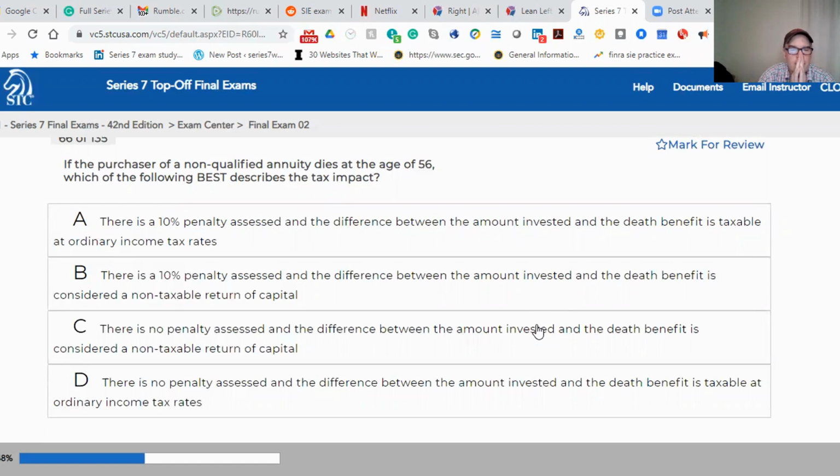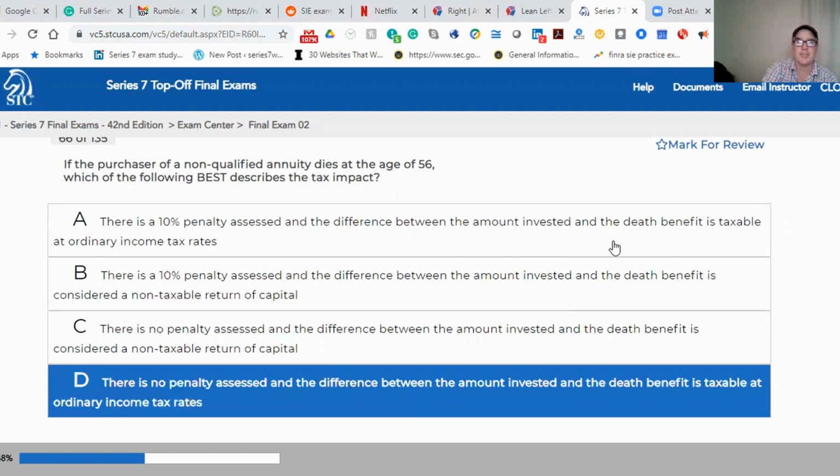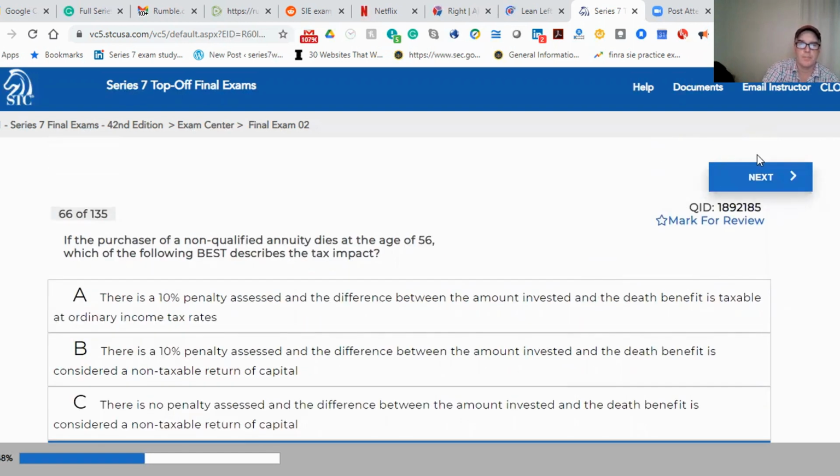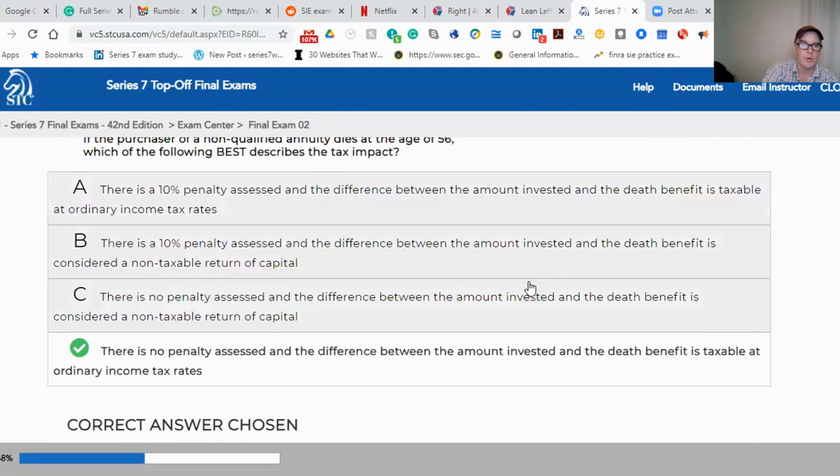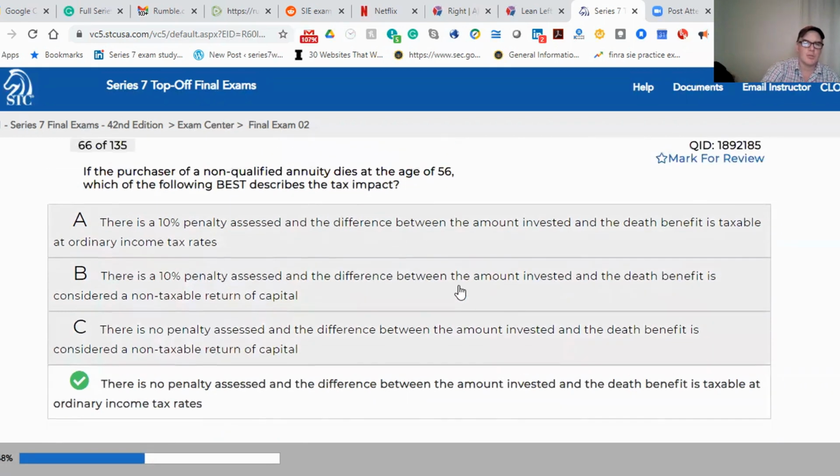Non-qualified annuity. I'm going to go with D. Watch, I'll get this wrong. Hell, I'll just edit this out. That's right. Boom. Because if it's life insurance, you don't pay taxes on it. But if it's an annuity, yes, of course you pay taxes on it. I'm in a good mood. I'm going to move on.